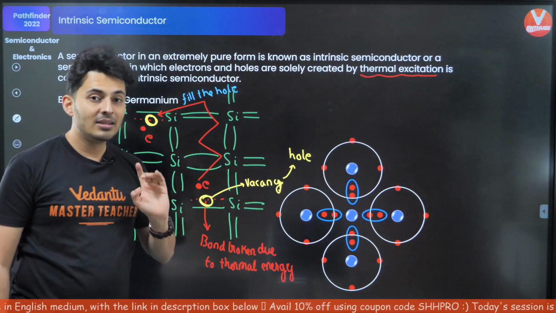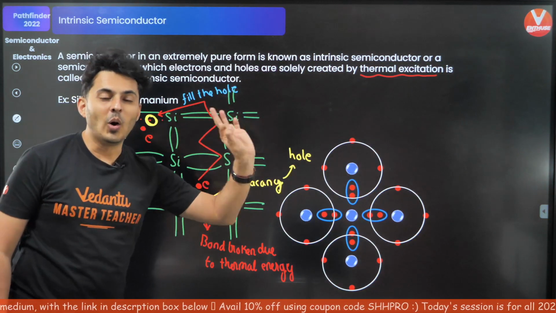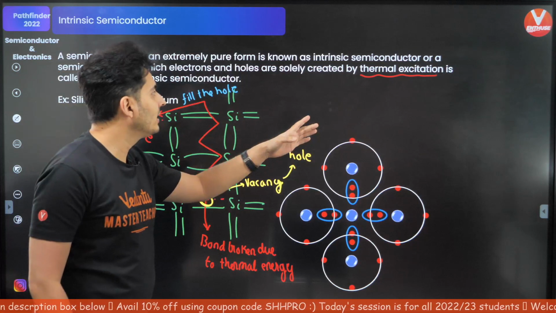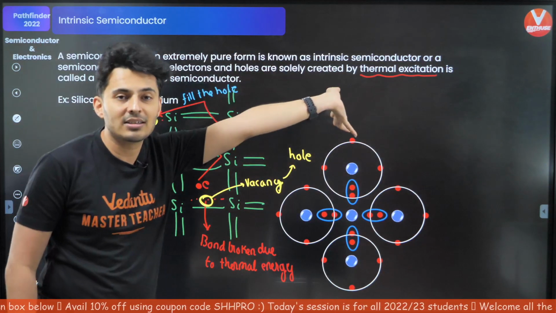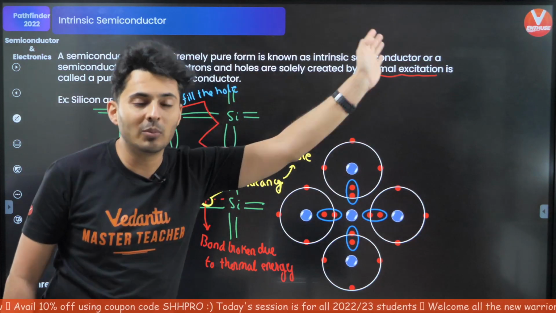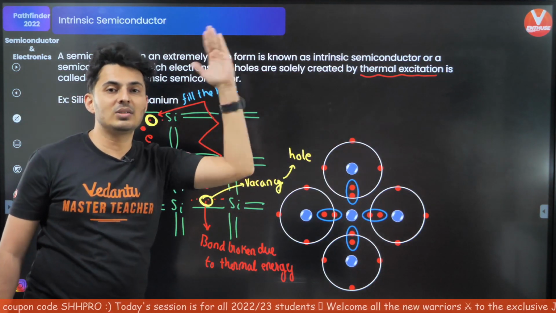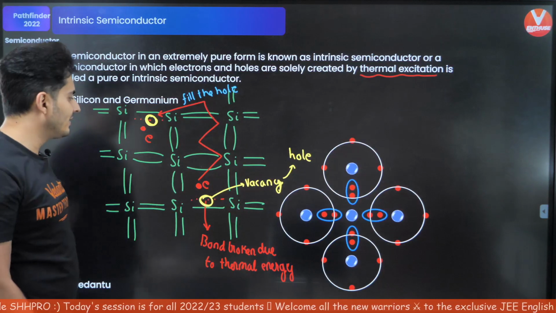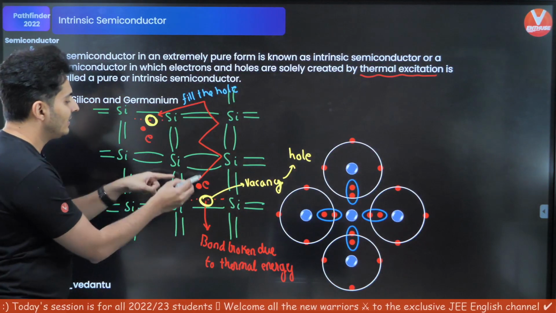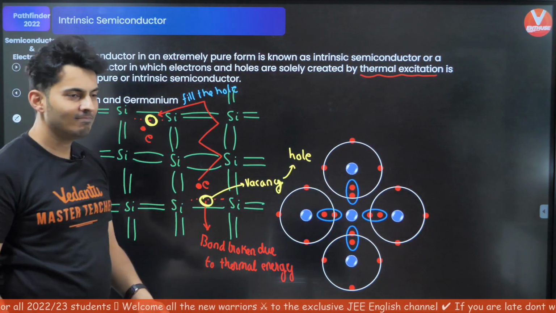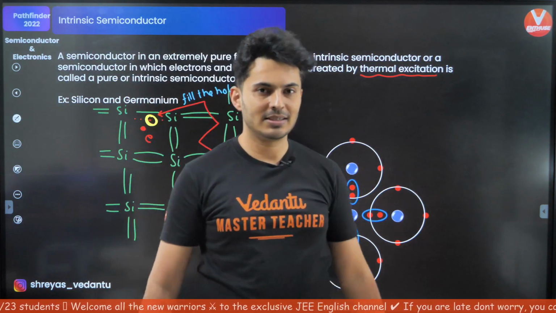Please understand, there is a difference between a positive charge and a hole. A lot of people think, sir, hole is a positive charge. No, hole is not a positive charge. It's like a positive charge. It's the absence of an electron, a vacancy which is created. So you can see if the electron goes here, the hole moves over here. I hope this makes sense.